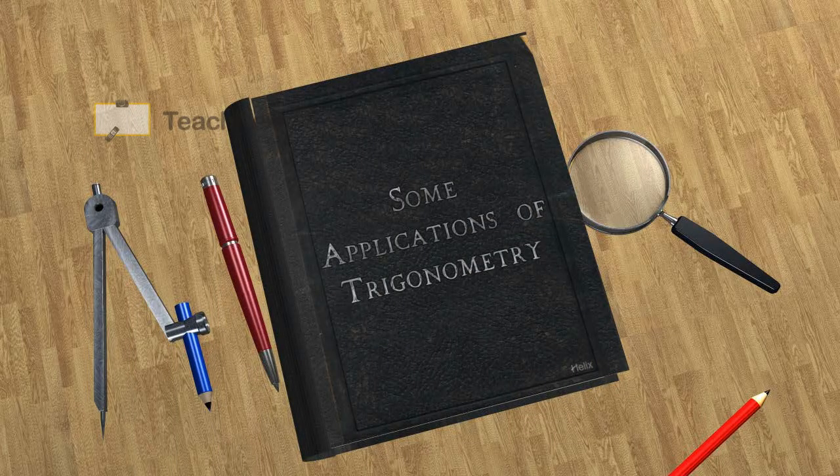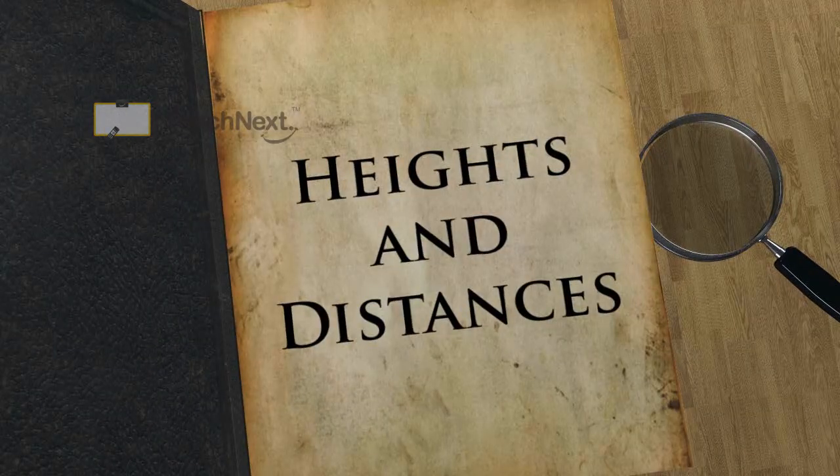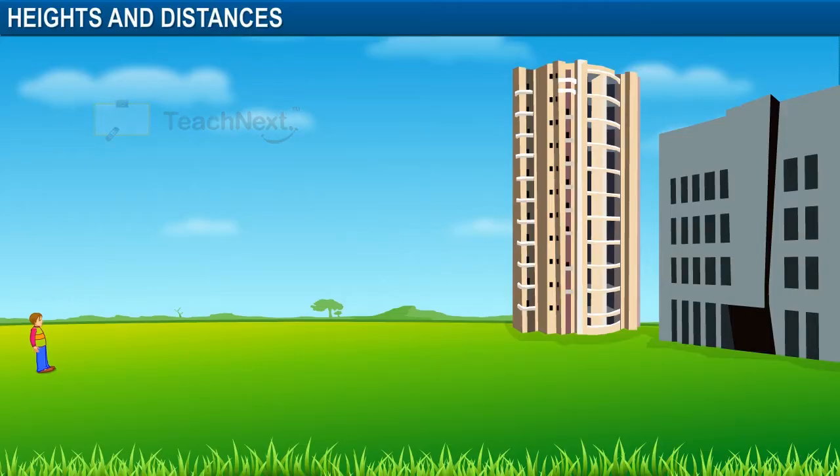In this module, you will learn how to calculate heights and distances using trigonometric ratios. In everyday life, we come across many buildings, monuments, and other structures. The heights of these structures can be found using trigonometric ratios. Let's review some basic terminology associated with finding heights and distances.